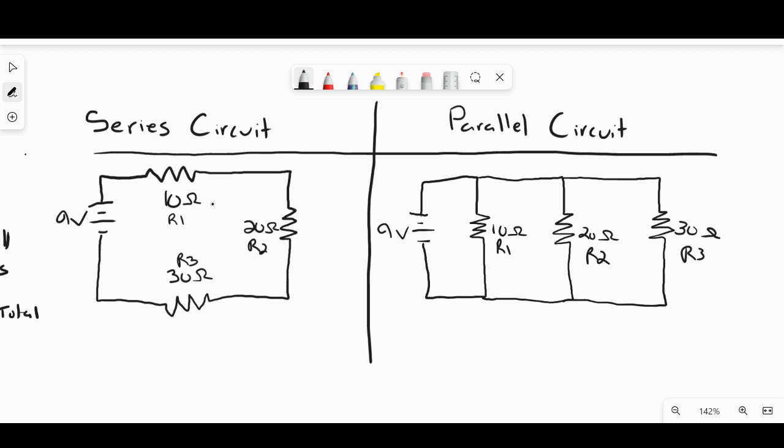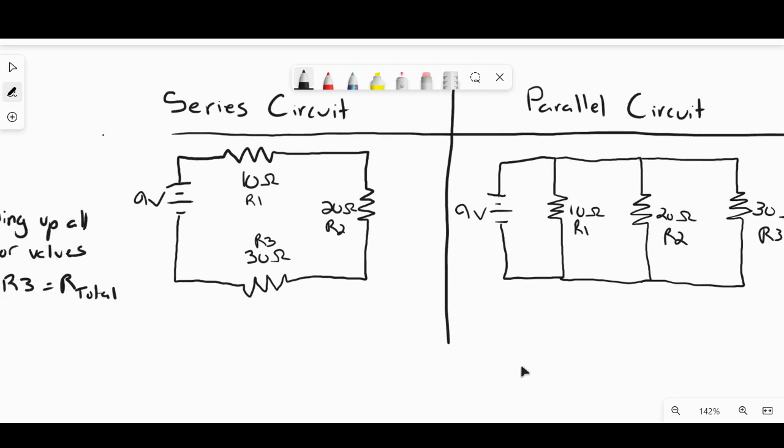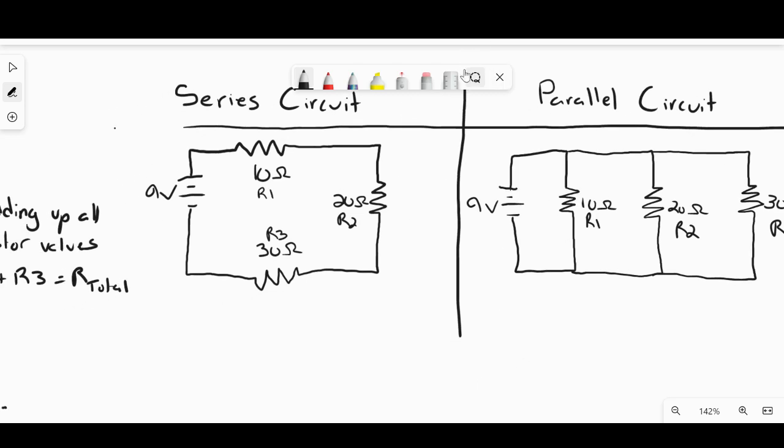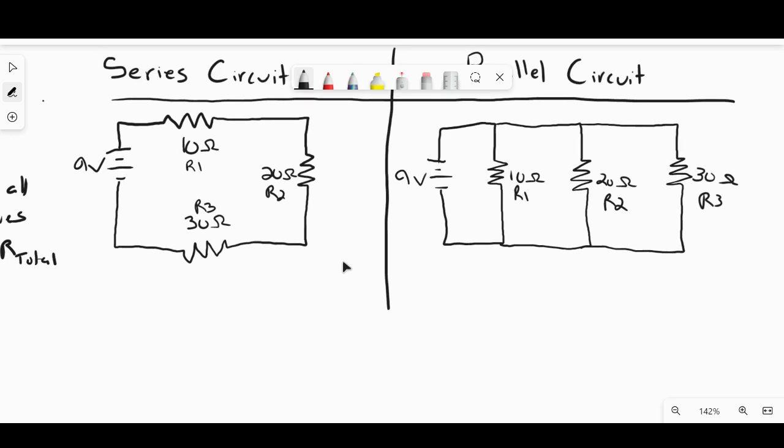So just to show you the differences with Ohm's law in a series and parallel circuit, I'm going to find total voltage, total current, and total resistance in each. And in addition to that, I'm also going to find current and voltage across each individual resistor based on the rules that we know about Ohm's law and series and parallel circuits. So let's start with series first on the left.